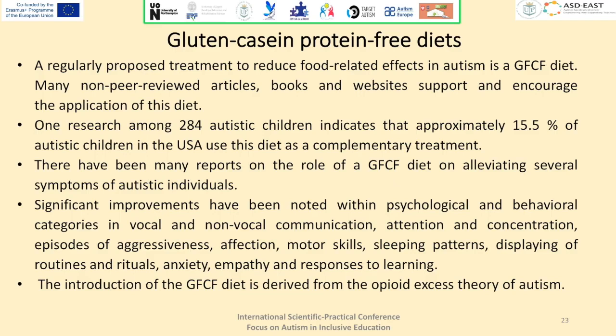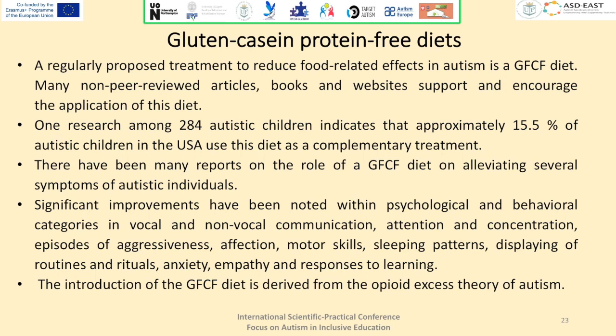And also, in Macedonia, we have seen a lot of benefits from this diet. One research among 284 autistic children indicates that approximately 15.5% of autistic children in the USA use this diet as a complementary treatment. This is not the main treatment.